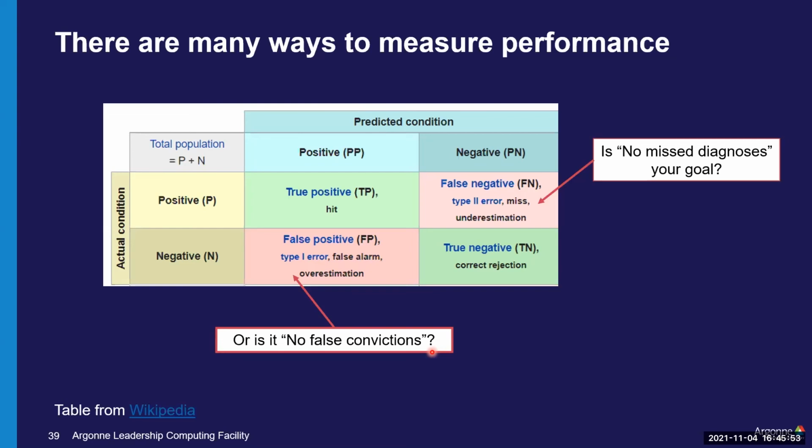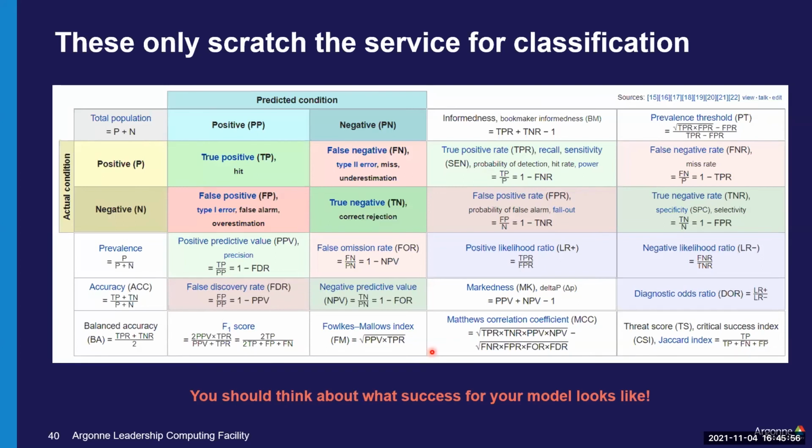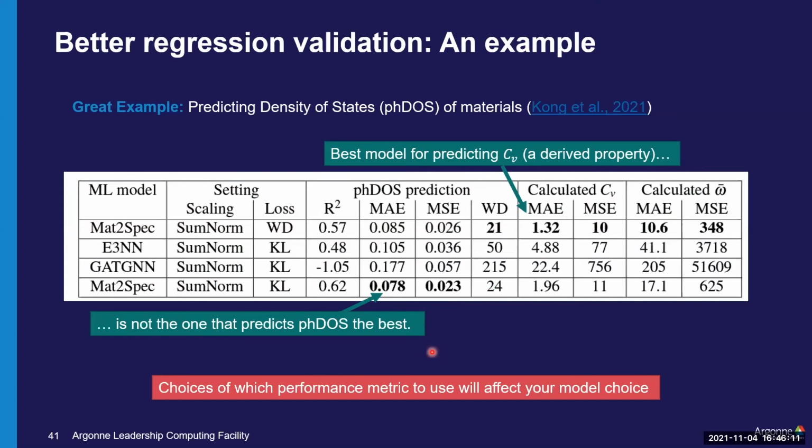If I look at classification alone, there are actually many different kinds of ways to describe the performance of your model, that some may be more useful for a scientist who wants to use that model than others. Likewise, for regression, there are a lot of different types of metrics you can use. But one practice that I saw in a paper I was reading recently out of a group at Caltech and Cornell is that they trained a machine learning model to predict this so-called phonon density of states. And what they ended up finding was the model that predicted this density of states the best was not the model that gave you the best derived values from it.